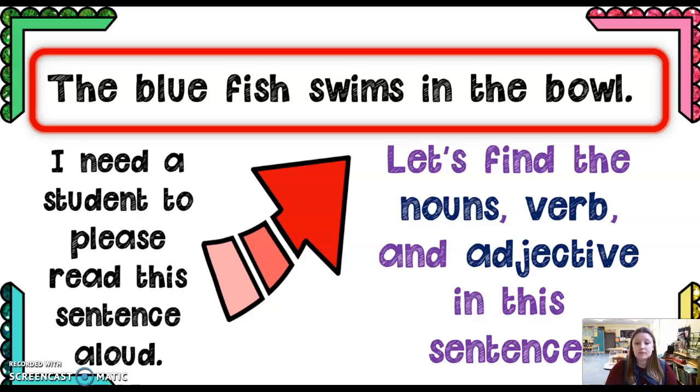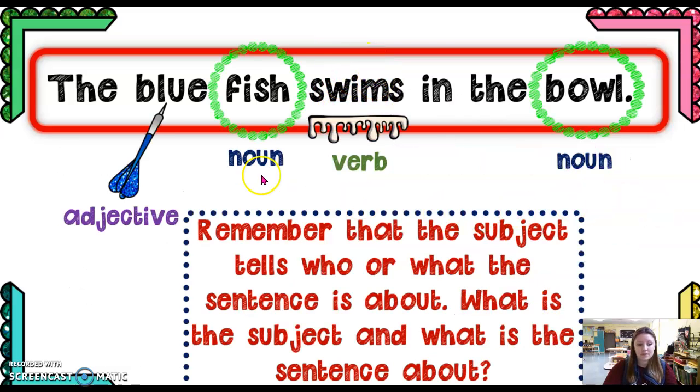This sentence says, the blue fish swims in the bowl. Let's look for the noun, verb, and adjective. I know that fish is a noun, and I know that bowl is a noun. Those are both things. What kind of fish? That's my adjective. Blue is my adjective. My verb, something that it does. The word swims is an action word, so that's my verb. I have adjective is blue, my nouns are fish and bowl, and my verb is swims.